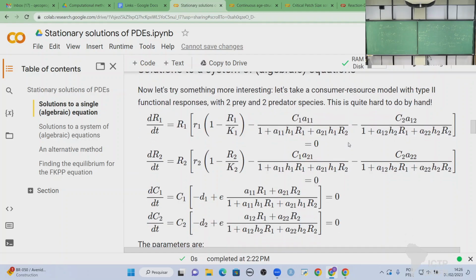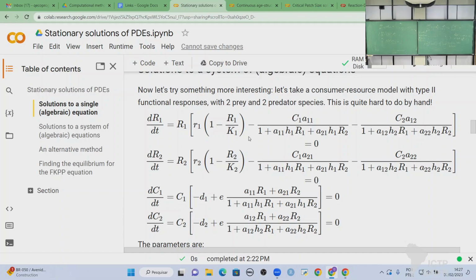So this is a two consumer, two resource system. You see, two resources, two consumers with functional form type 2. That's all it is, and it's already ugly like this. In terms of ecology, that's not too complicated, right? But if you try to solve this, you won't be happy. Even with SymPy and so on, this is hard to solve.